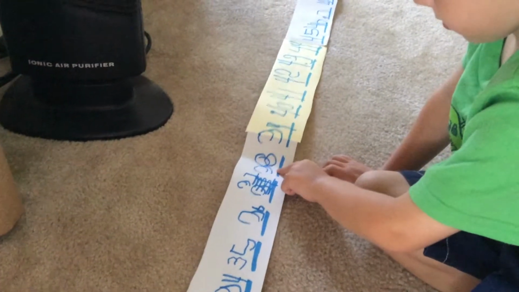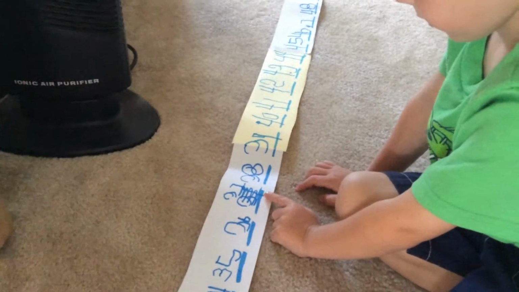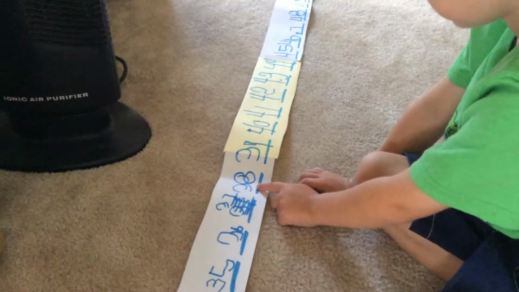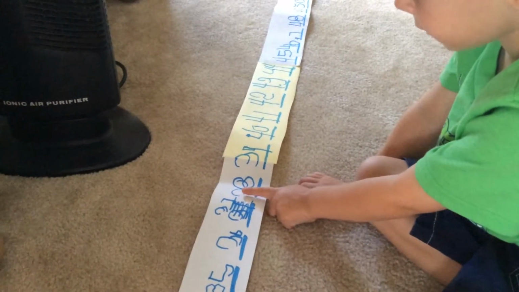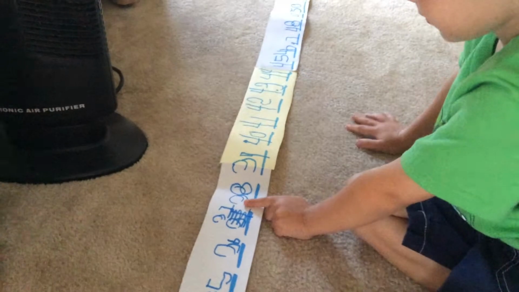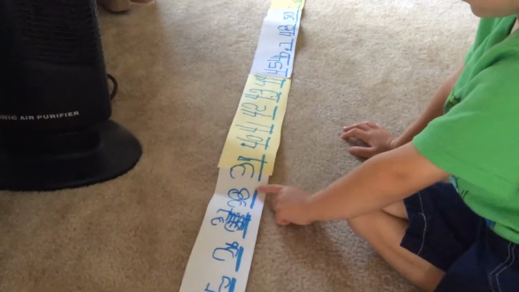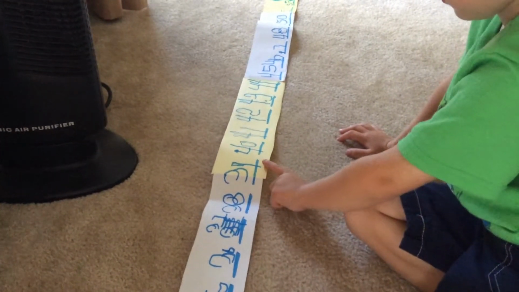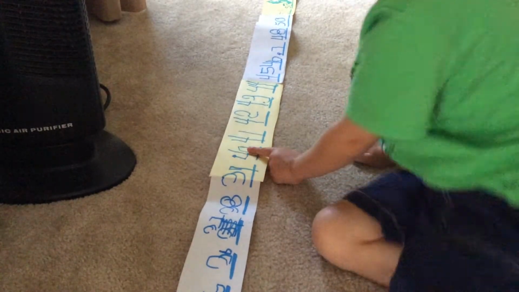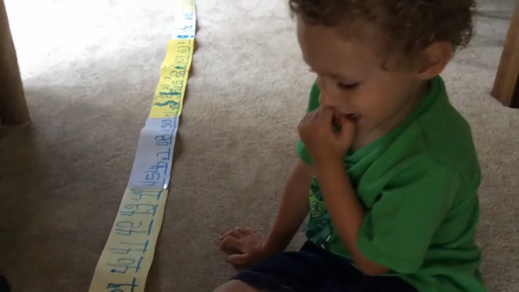And that's also why it's so important when you're writing to write carefully so you can understand it later on. I don't know why that seven goes off the track. It doesn't matter. You just know for next time to be more careful. 40. Very good. Let's keep going.